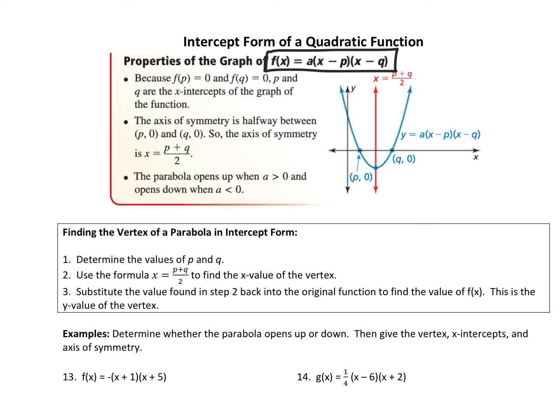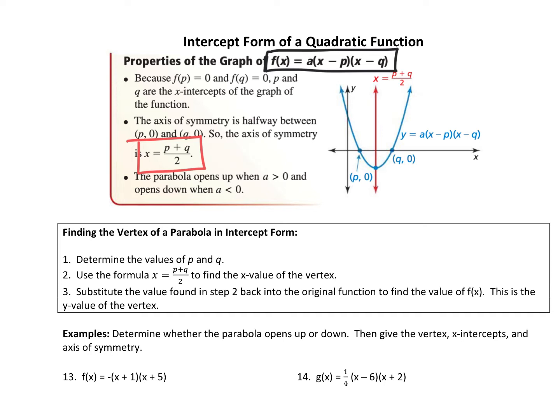If it's an intercept form or factored form, you still have the a value in front, and then a p, x minus q. So p and q are your intercepts. And then you are trying to figure out, okay, where is the middle? If you can't do it in your head just by thinking about it, then you'll have to find the average between the x intercepts. So p plus q divided by 2. That just means add them up and divide by 2. Then you'll plug back in to find your y value.